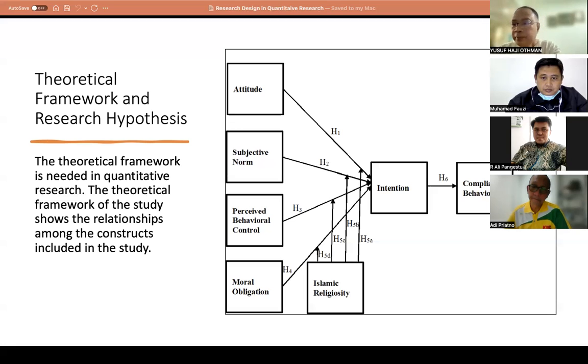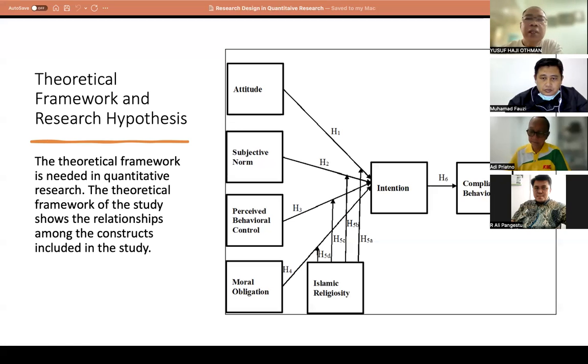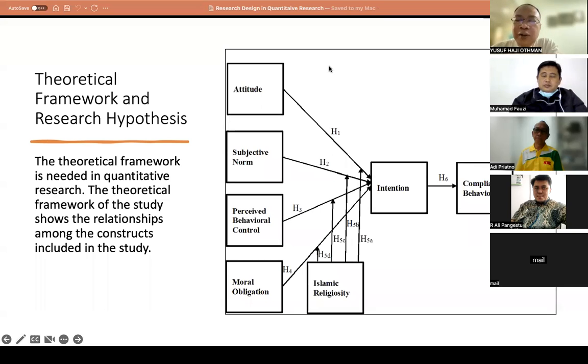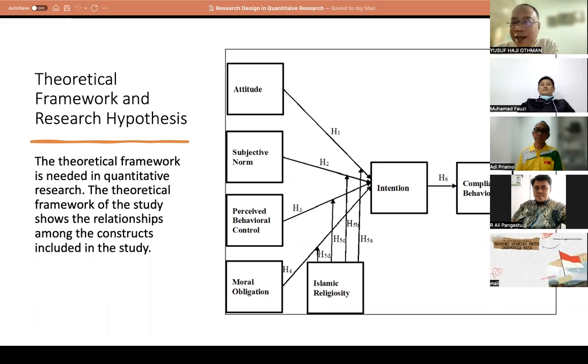Okay. So, a good question. Number one, I'm just curious why you don't continue with the qualitative research design.